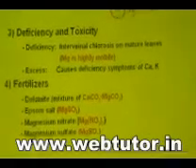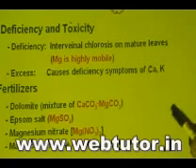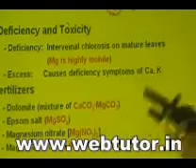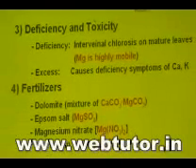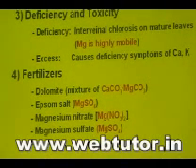Excess causes deficiency symptoms of calcium and potassium. When anything is present in excess in one region, it will deplete other compounds for its presence. Now, fertilizers that are used are dolomite, Epsom salt, magnesium nitrate, magnesium sulfate. All these compounds are usually seen in a mixture with other compounds.